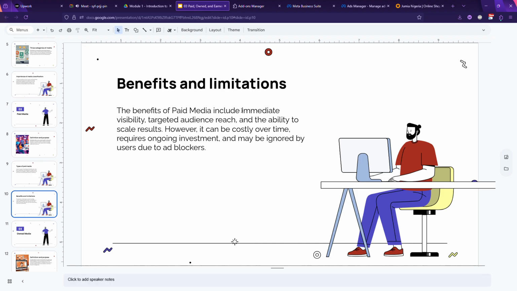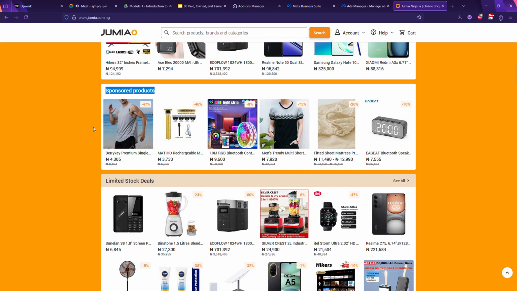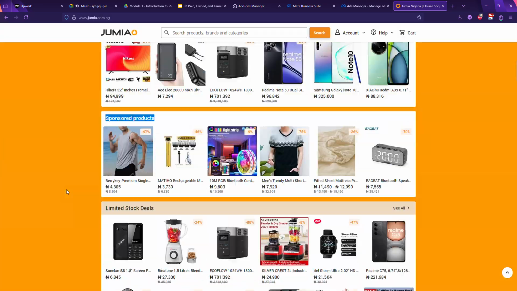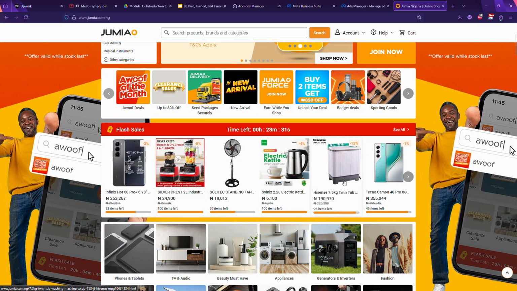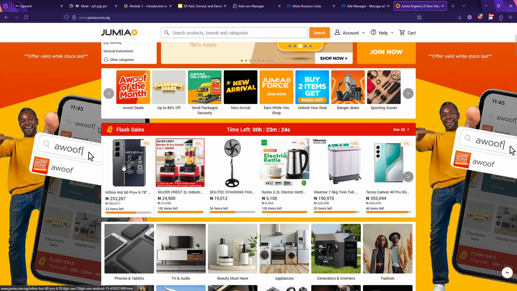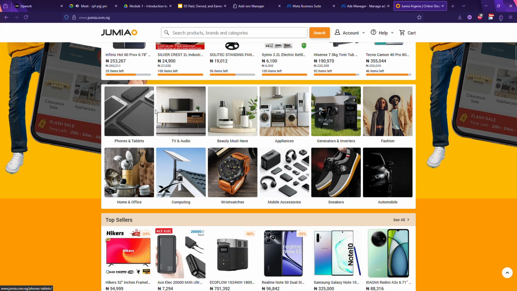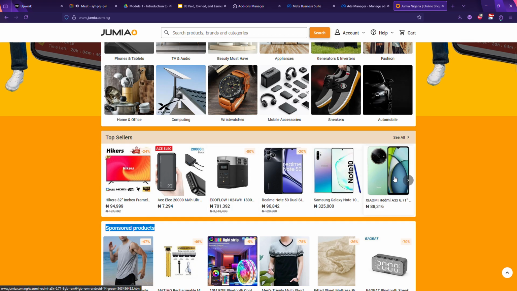Benefits of paid media include immediate visibility, just like in here. This is paid media. We go to the website, scroll a little bit, and we can immediately see the products. Otherwise, these flash sales are what Jumia decides. The algorithm decides what will come here, and these are what the company has made. The top sellers are by default the top sellers, so those who are selling more are pitched more.